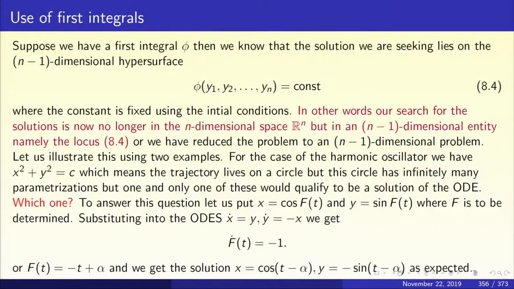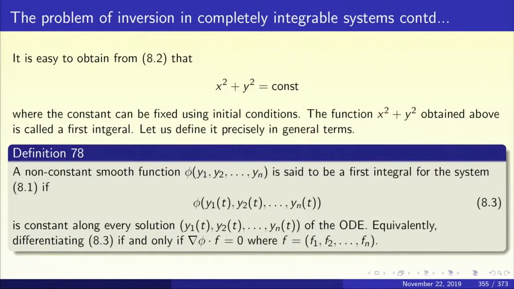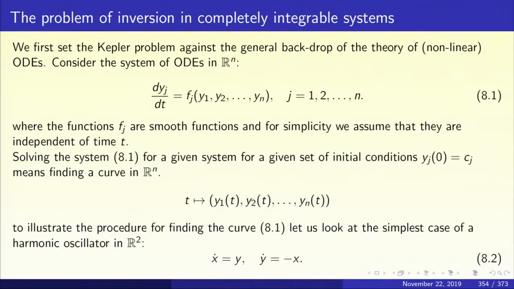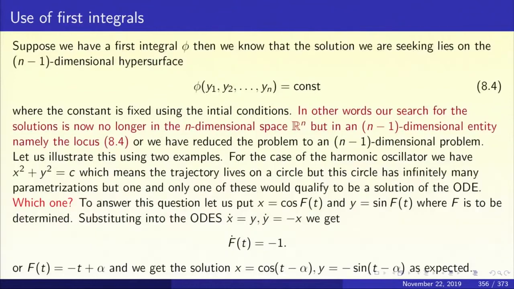So now we know that x squared plus y squared is c. So we can always put x equal to cosine of f of t, y equal to sine of f of t. I have taken the constant to be 1 for simplicity, and the capital F is a function that needs to be determined. So let us substitute x equal to cosine f(t), y equal to sine f(t) into our differential equation 8.2. What do we get? We get f dot equal to minus 1.